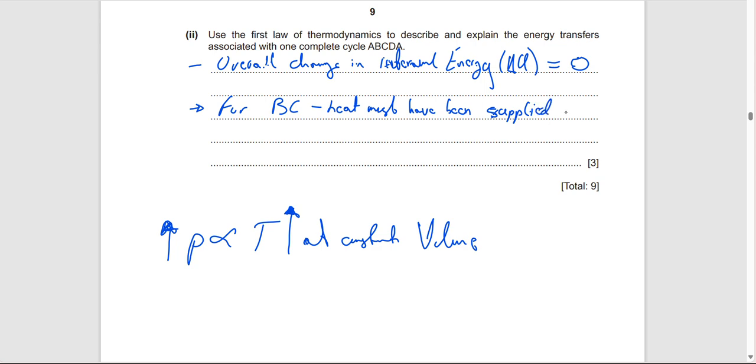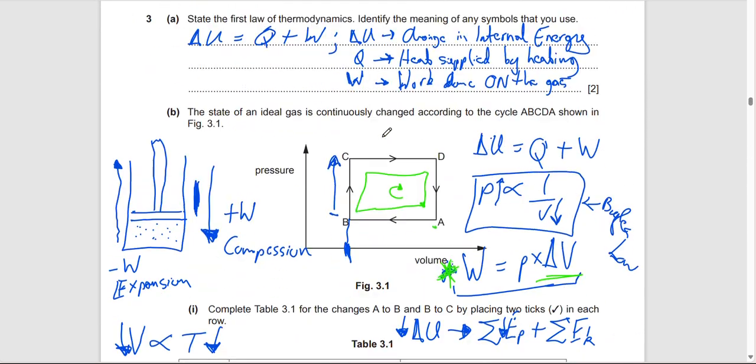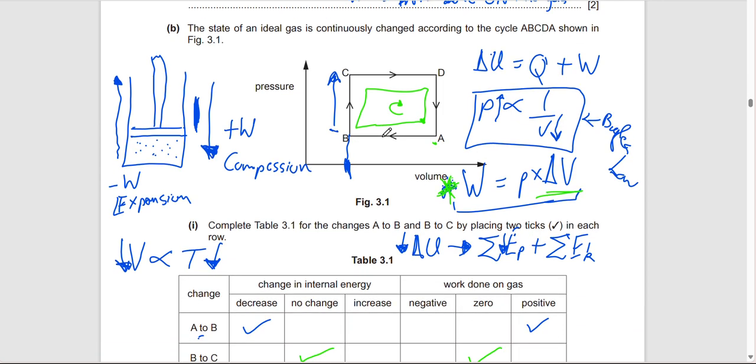To increase the pressure. Right. That's one thing that we can comment. And then third thing that we can comment. If you look at CD and AB, right? CD and AB.